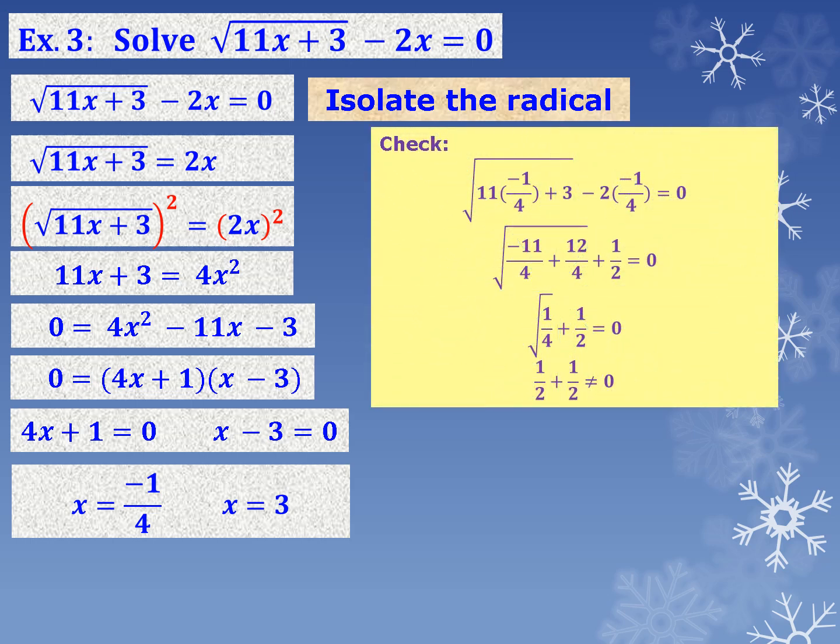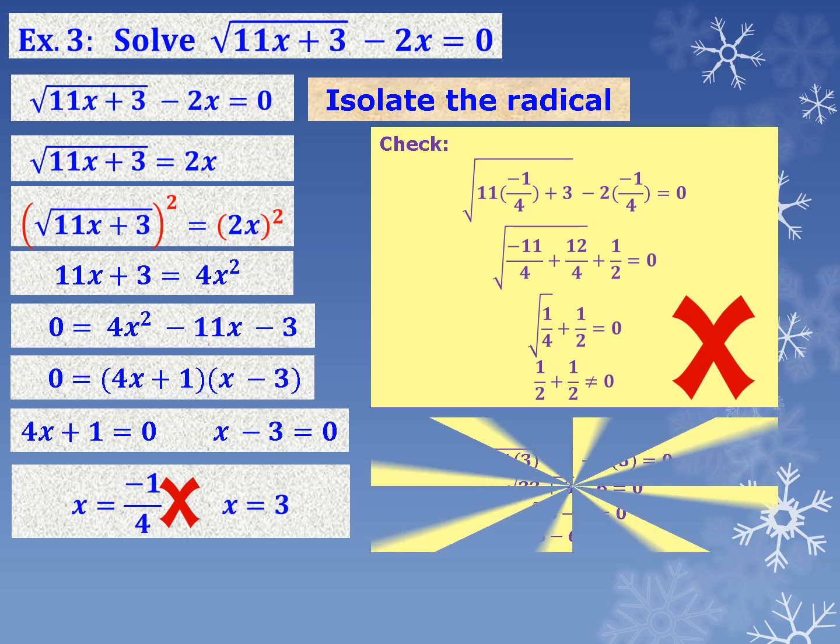So when I plug negative 1/4 in, I get negative 11/4. I change 3 to be 12 over 4. And then negative 2 times negative 1/4 is a positive 1/2. So that gets me the square root of 1/4 plus 1/2 equals 0. Well, the square root of 1/4 is 1/2. Remember, we didn't put that radical there, so we can't put plus or minus. It's strictly 1/2. So 1/2 plus 1/2 is not 0. So therefore, negative 1/4 doesn't work.